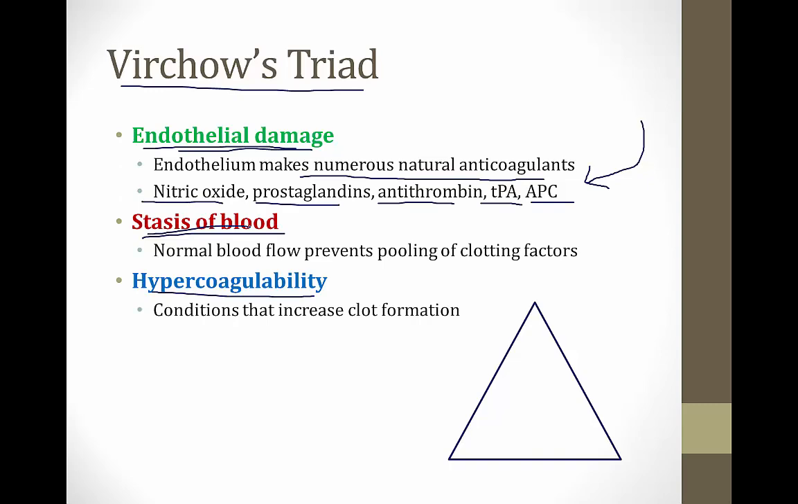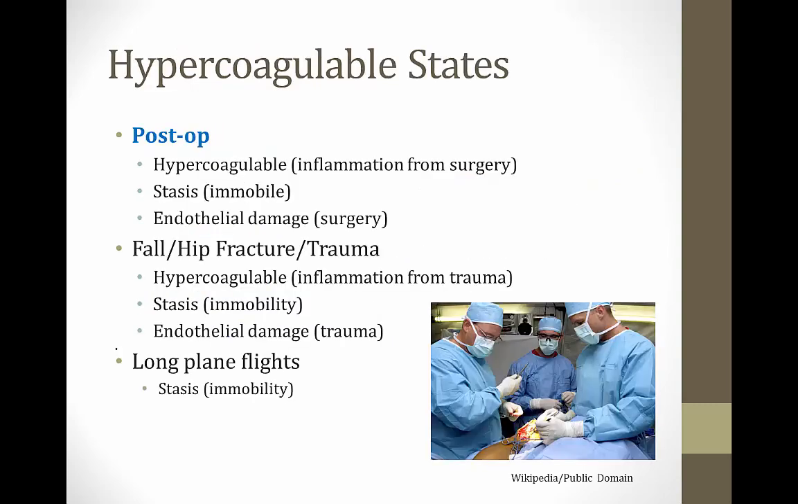Stasis of blood is the second element of Virchow's triad. Normal blood flow prevents the pooling of clotting factors. So if you have stasis of blood, there's increased risk of forming a thrombus. And then the third element is hypercoagulability, and this is the presence of any condition that increases the likelihood that a clot will form. So when you're in the hospital on rounds or even in the clinic, you'll hear people say that a patient has a hypercoagulable state. So let's talk about some of the common hypercoagulable states. And these are all clinical scenarios where one or more elements of Virchow's triad is present.